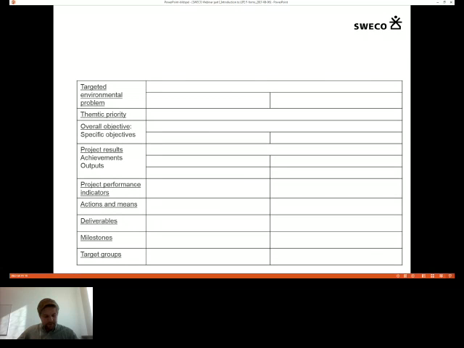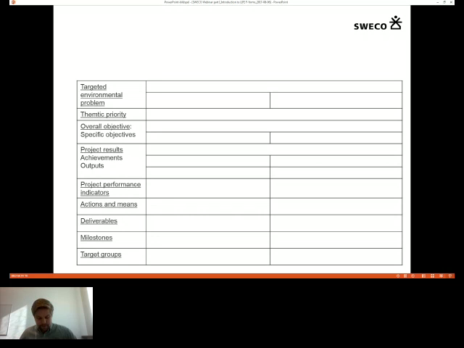Then you will have to set out the methodology, the actions and means to achieve your project results. On the way, you need output products for each of the actions. So every action needs to have deliverables in order to make the project measurable, or possible to follow up the progress, mainly the progress.